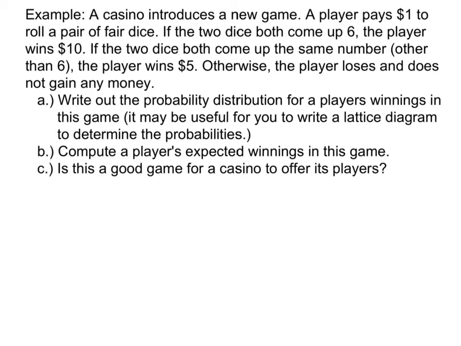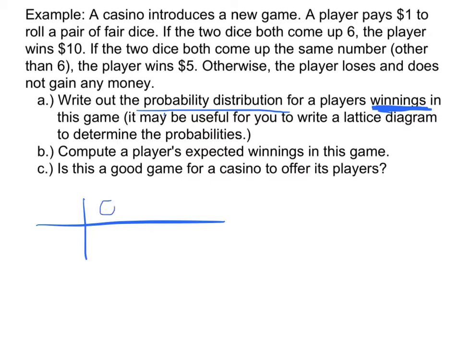Part A is I want us to write out a probability distribution for a player's winnings in the game. So a part of the IB exam is being able to understand these things, so let's dissect this. They want a probability distribution, which means we're going to have to make a chart, and it's a probability distribution for the player's winnings. So the first thing for you to identify here is, what can the player win? What can they potentially walk away with? I would argue there are three things that they can win in this game.